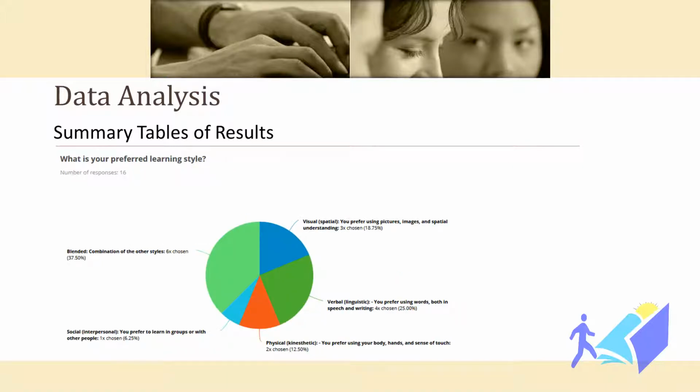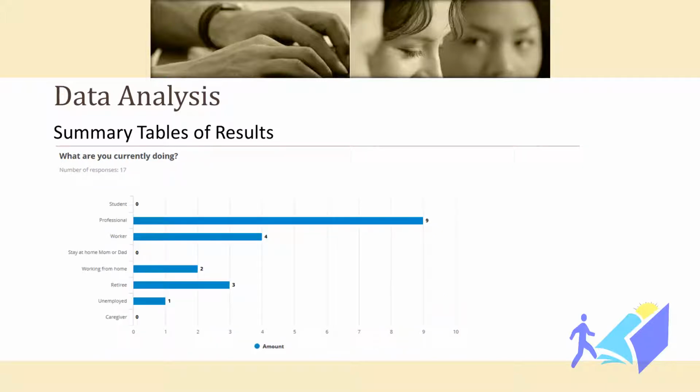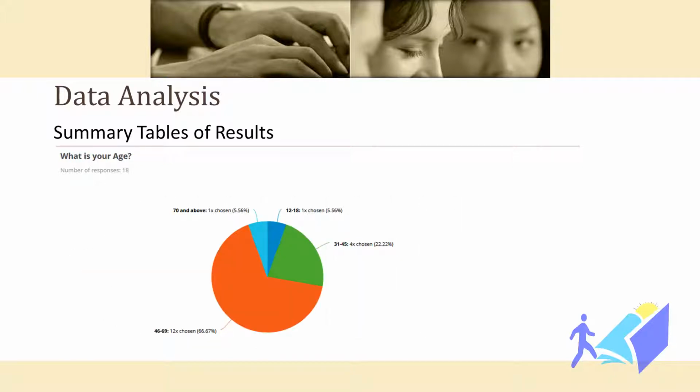For the preferred learning style, most of the respondents still love the blended combination of other styles, visual, verbal, physical, and social, and a more collaborative type of learning style. Most respondents were professional workers, work from home, and retirees. Most of our respondents were from the ages of 46 to 69 and 31 to 45.